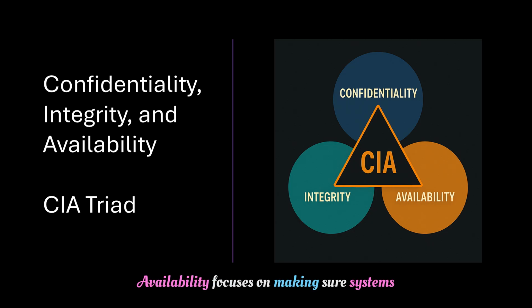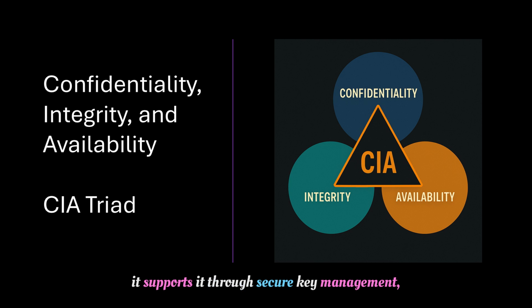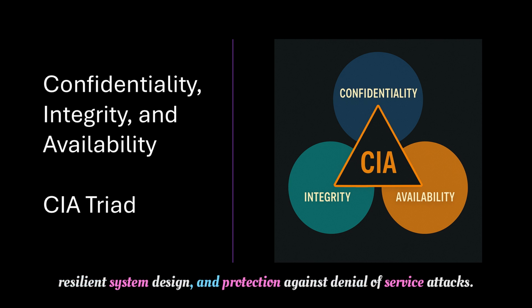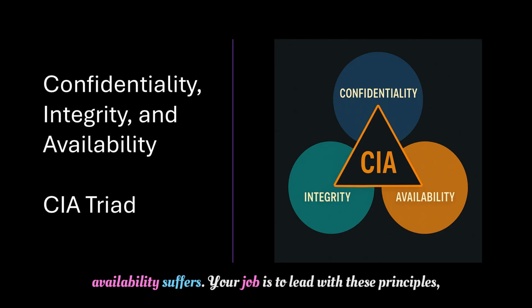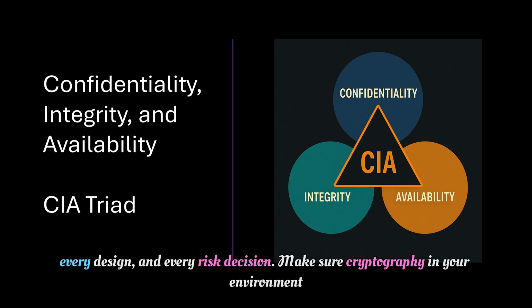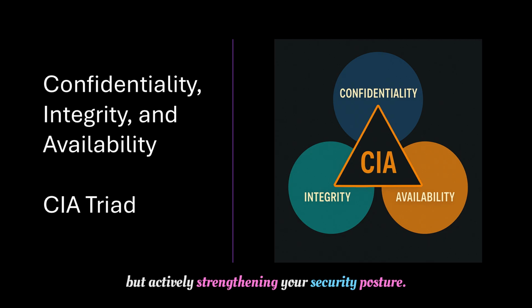Availability focuses on making sure systems and data are accessible when they're needed most. While cryptography doesn't directly control availability, it supports it through secure key management, resilient system design, and protection against denial-of-service attacks. If your cryptographic systems are brittle or your keys get lost, availability suffers. Your job is to lead with these principles, not as buzzwords, but as guiding forces behind every control, every design, and every risk decision. Make sure cryptography in your environment is serving these goals, not just fulfilling compliance requirements, but actively strengthening your security posture.